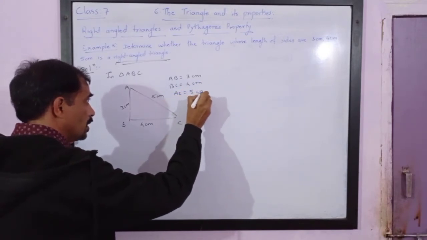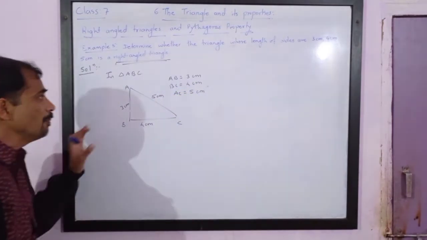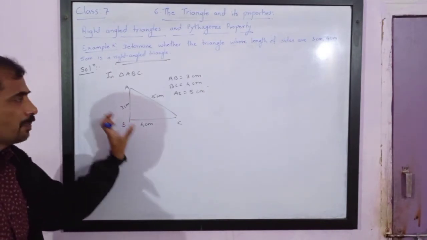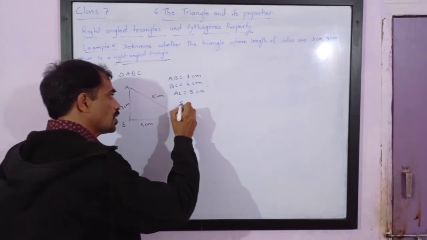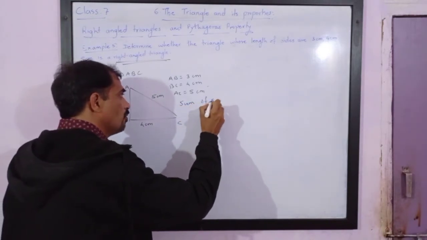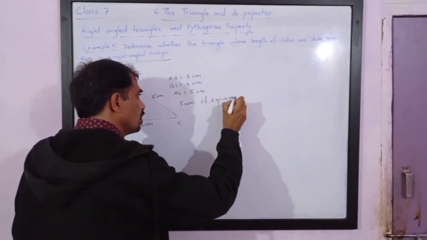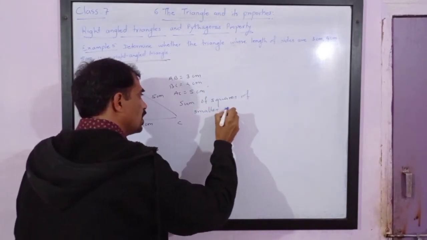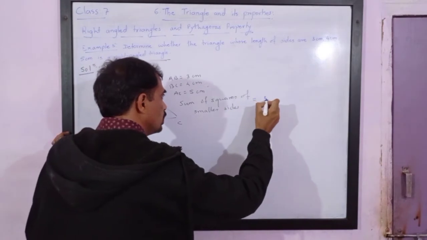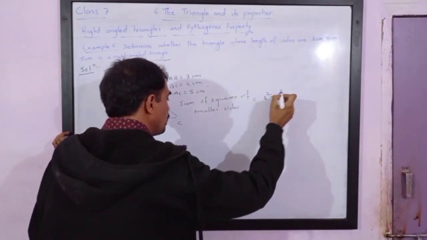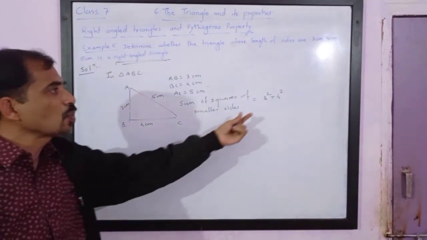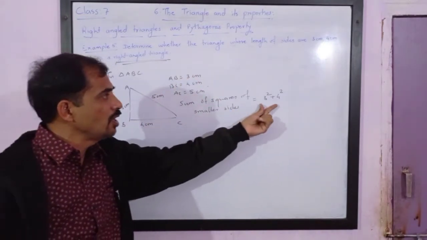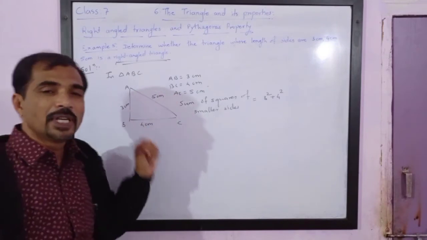Now see, AB square plus BC square, the sum of the squares of the smaller sides, is equal to 3 square plus 4 square. Please note, I am taking the sum of the squares of the smaller sides. The reason is, the sum of the squares of the smaller sides will always be equal to the square of the bigger side.